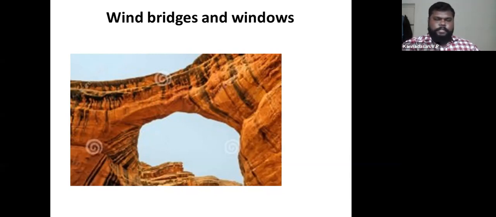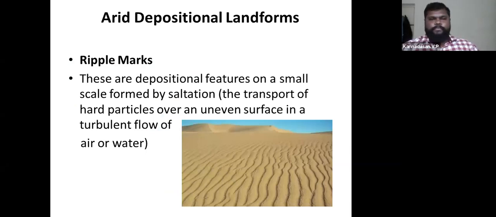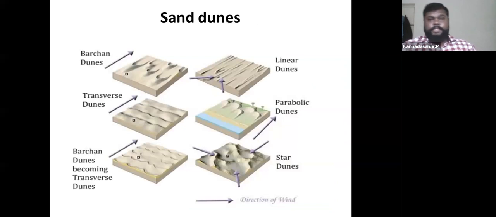Yes, sir. Okay. So now, depositional landforms of arid regions. One is ripple marks. There is nothing to explain about ripple marks, I hope you can see from the picture itself. A ripple mark is nothing but deposition of whatever it collected from mushroom rock and other regions, dispersed in this region, thereby creating uneven ripple marks.